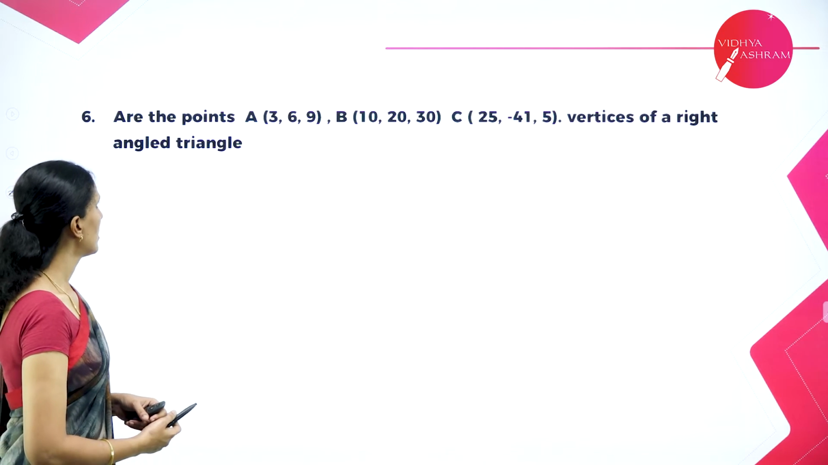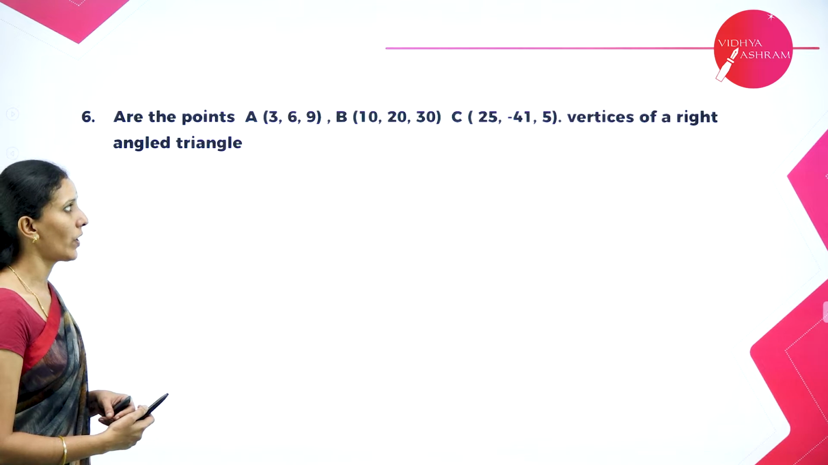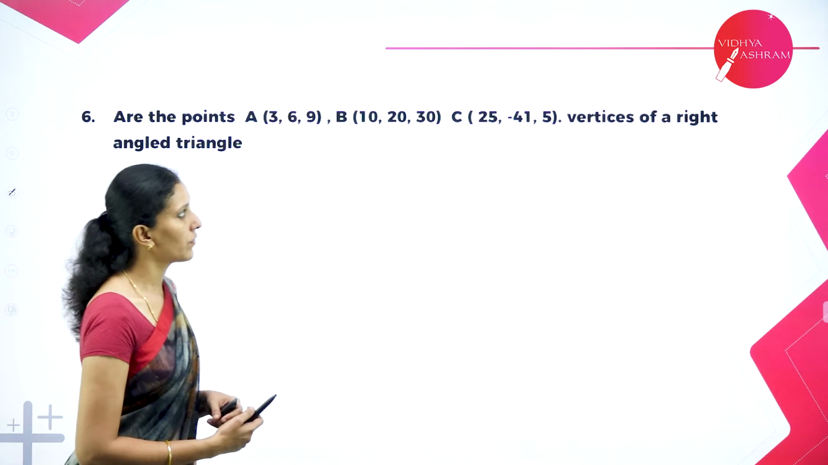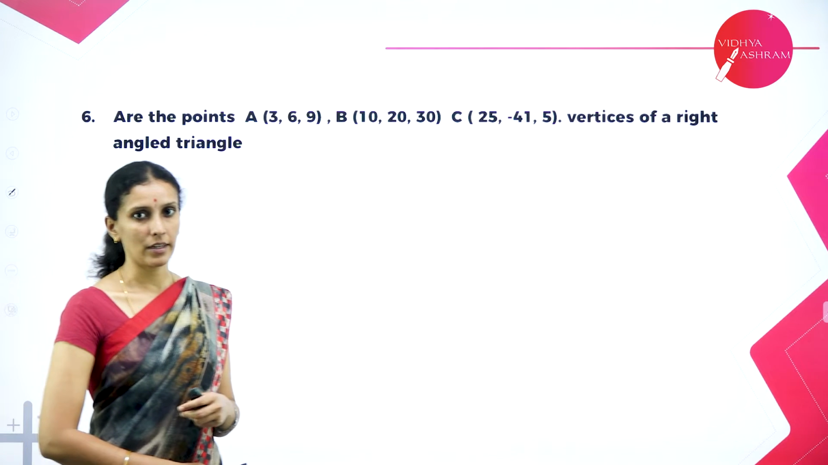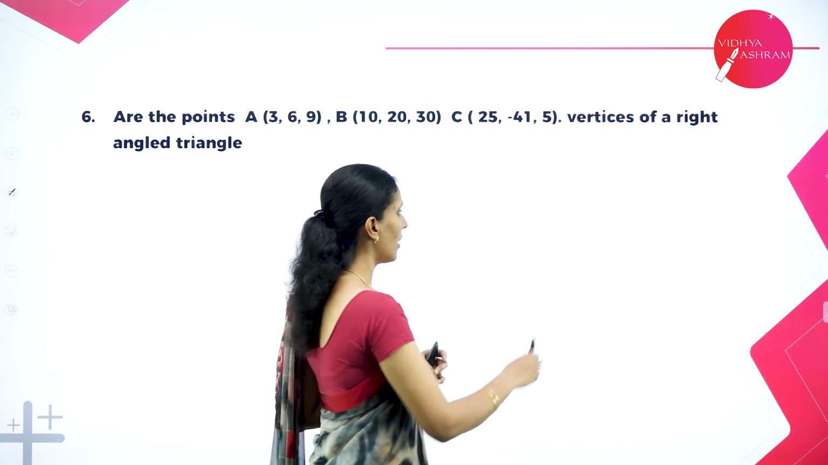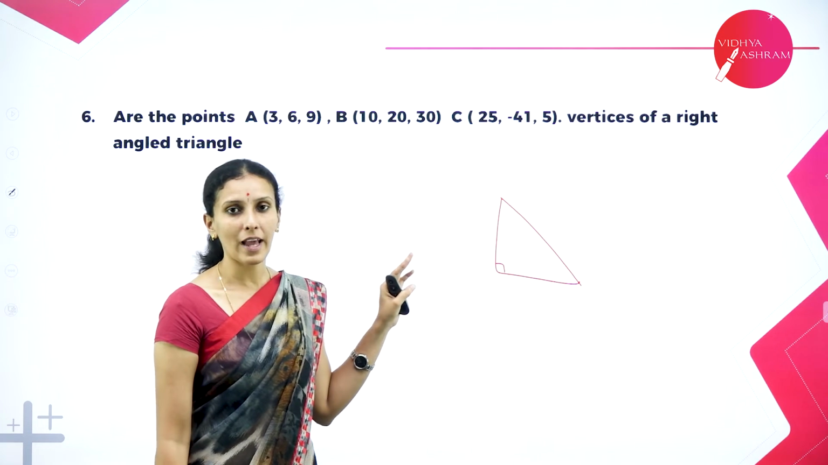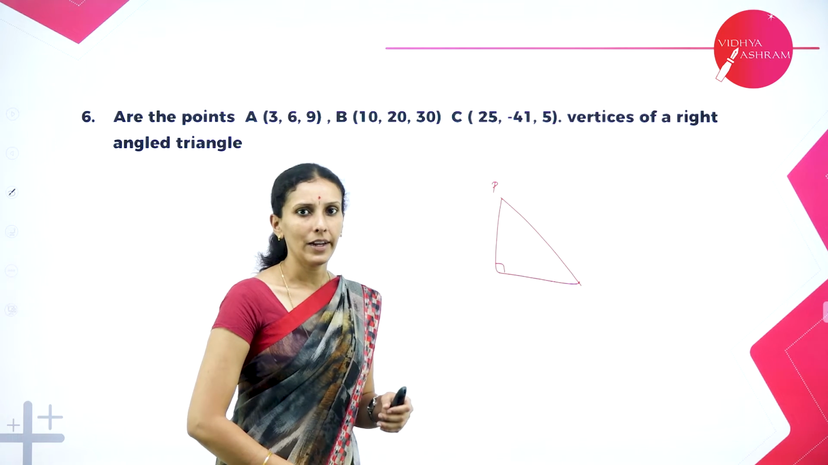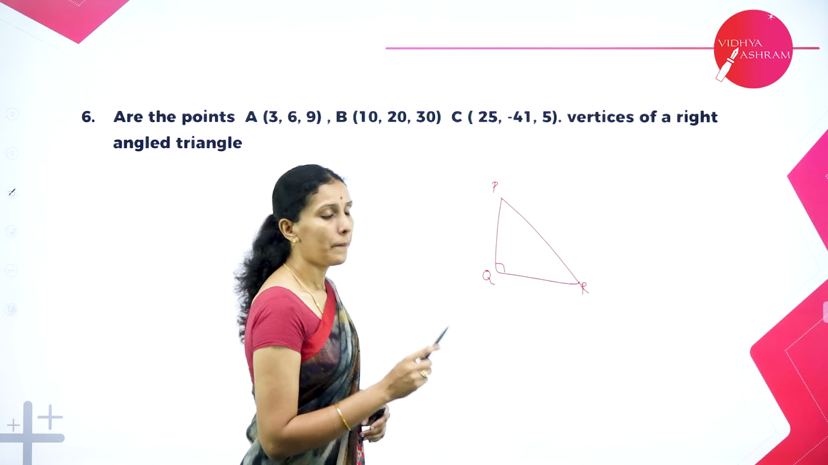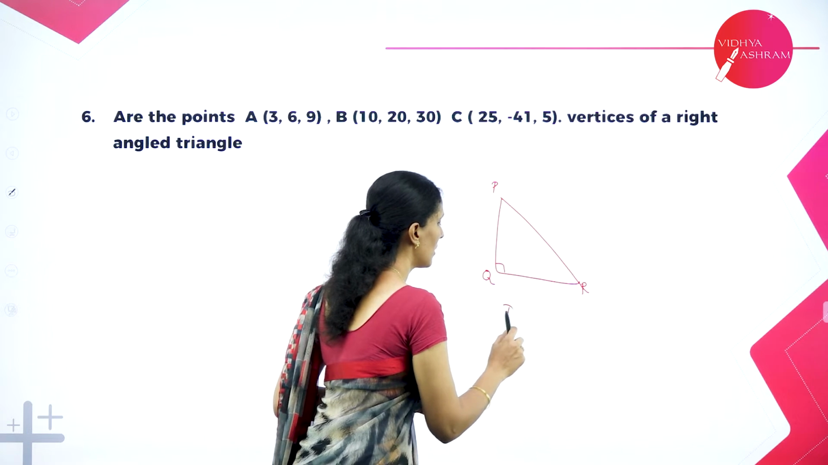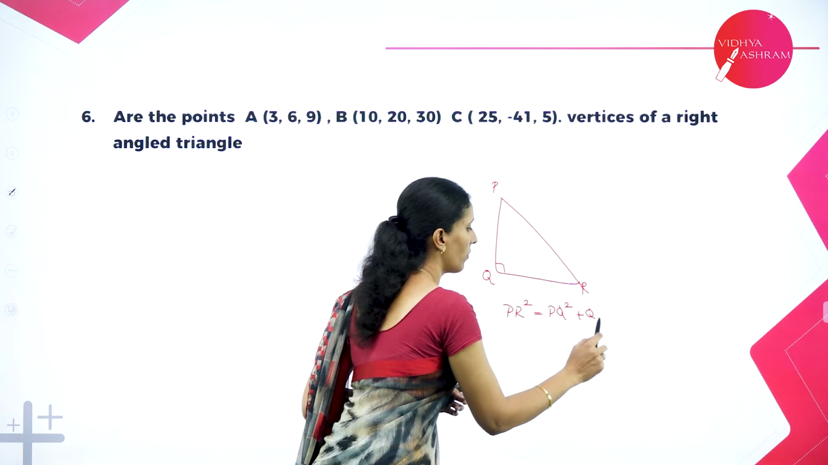The next question, 6th: are the points A (3, 6, 9), B (10, 20, 30), C (25, minus 41, 5) vertices of a right angled triangle? So what do you mean by a right angled triangle? One angled at 90 degrees. Suppose we have any right angle triangle like this. So let me take P, Q and R. Then Pythagoras theorem satisfies PR square is equal to PQ square plus QR square.